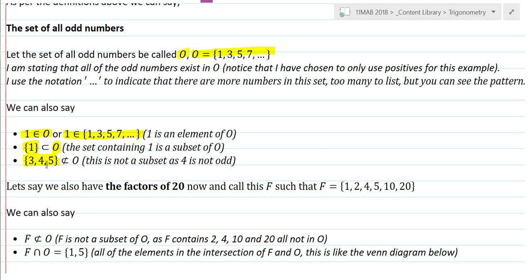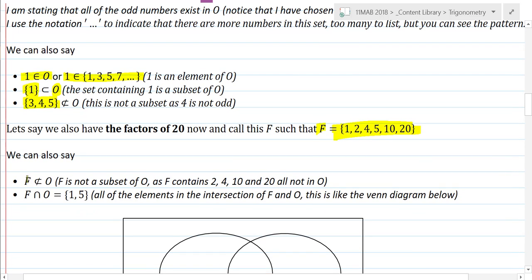It's not too demanding. So let's have another set, which I call F, and this set is the factors of 20, and you can see them there. So the factors of 20, you can say that F is not a subset of O, because F contains even numbers that are not in this set of odd numbers. And O is also not a subset of F, so we have those two situations.